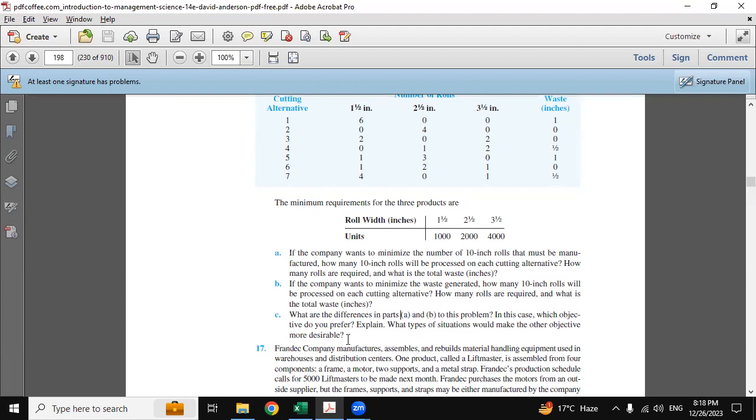Again, in part C, what are the difference in part A and B to this problem? In this case, which objective do you prefer? So they are asking which is the best objective that we prefer, and then we need to explain what are the types of situations would make the objective more desirable. So we have used Excel formulas and Excel solver as a solution of this question.